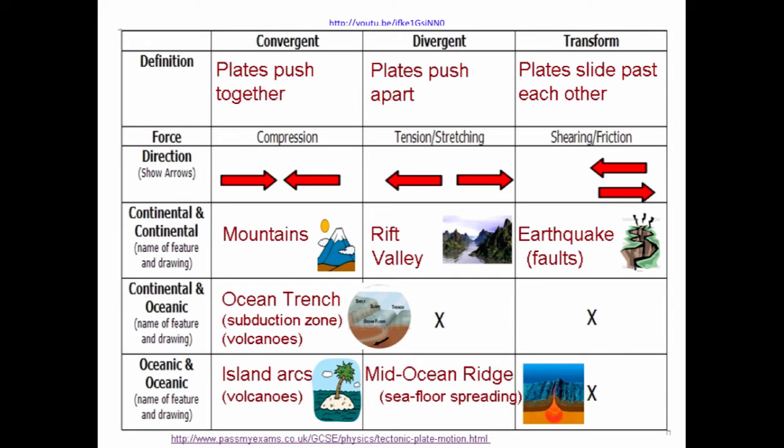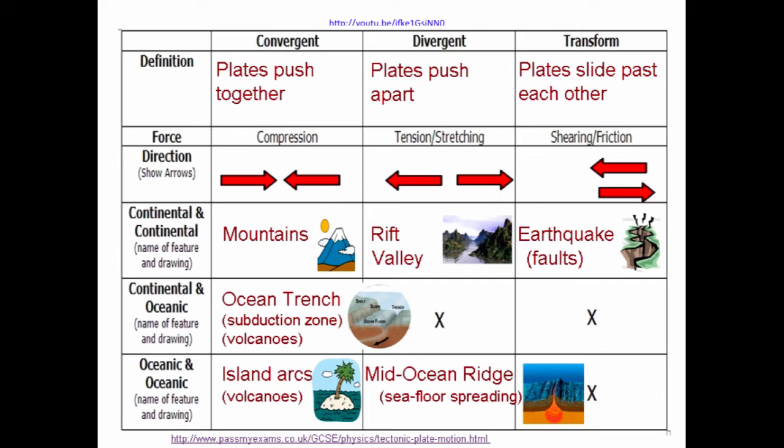And the last type of boundary is when they slide horizontally past each other. This is called transform. So if you look at the arrows, they're sliding past. This causes a lot of friction. Take two hands and move them back and forth, back and forth. It heats up. That is friction. Now, there really isn't a crustal feature, but it has more of a cause and effect.